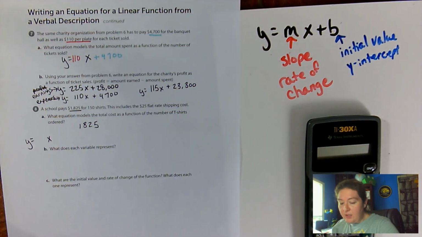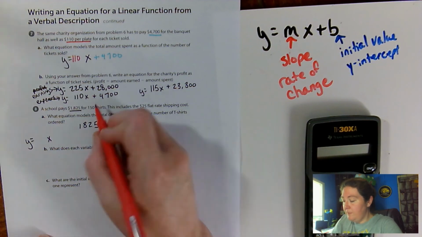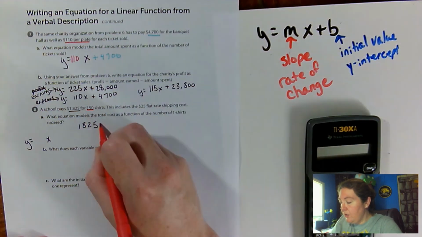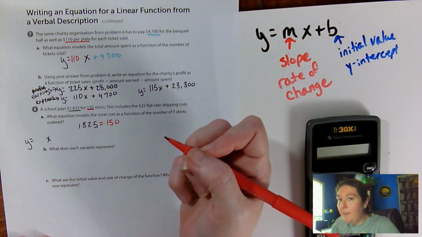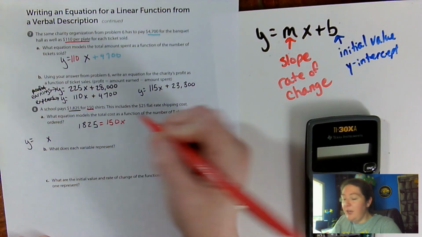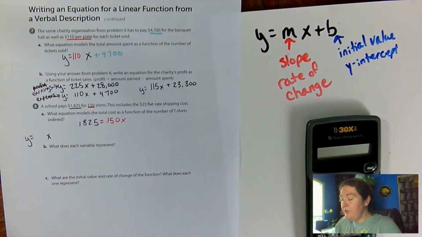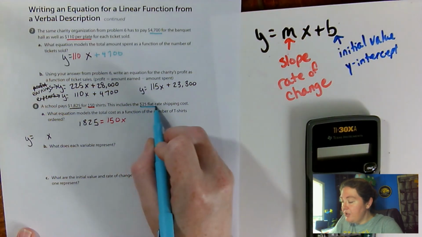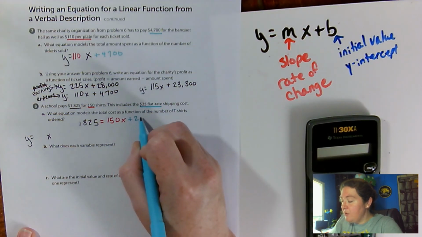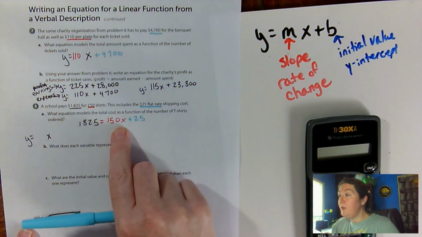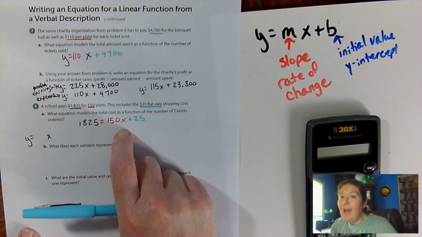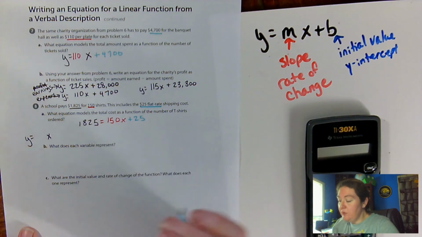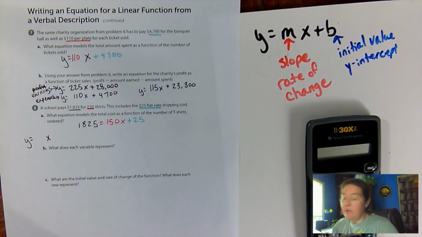It's telling me that 150 shirts were ordered, but it doesn't tell me how much. That's the part I've got to look for, and it tells me that my flat rate shipping, that happens one time. So now I'm actually looking to figure out how much is each shirt. So we know how to solve an equation. Let's do it.